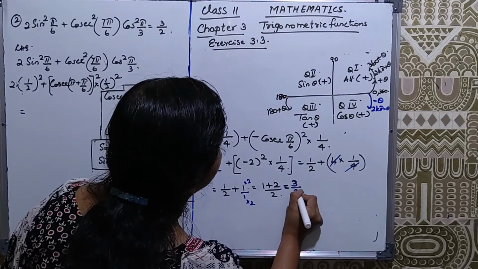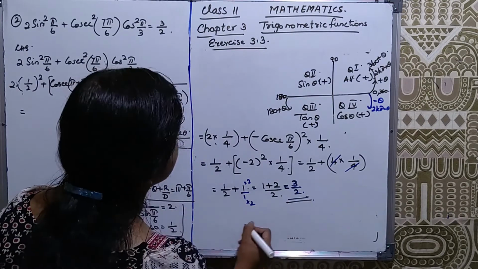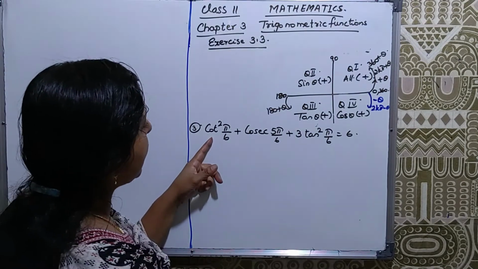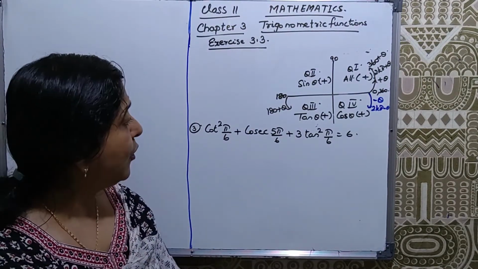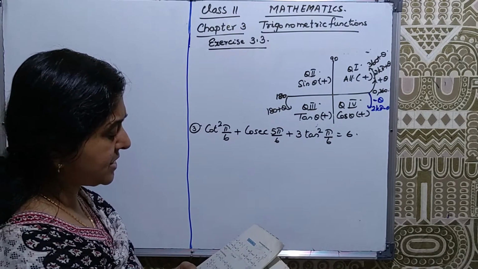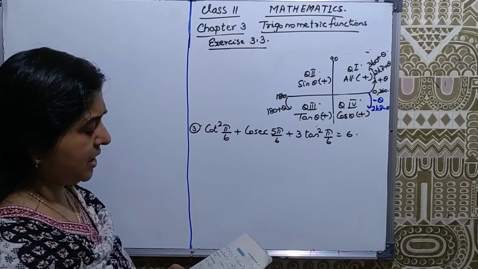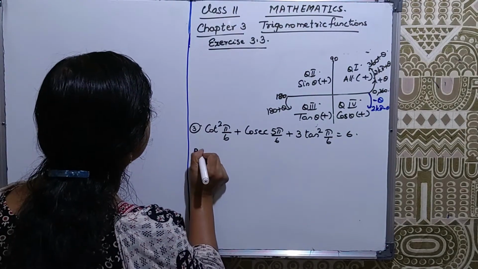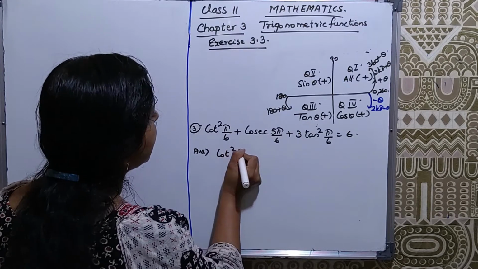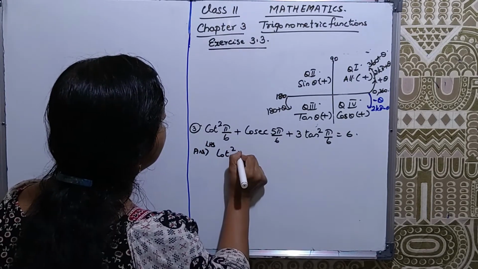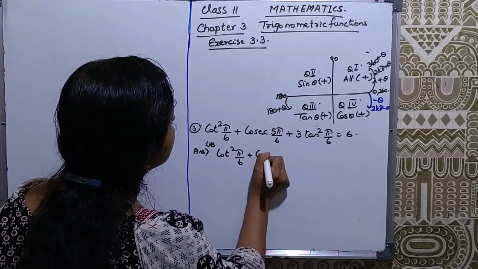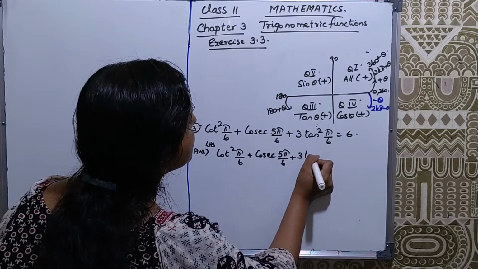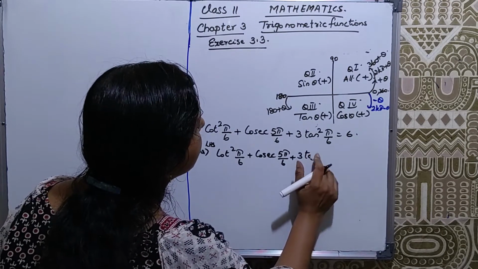Now we'll go to question number 3. Cot squared pi by 6 plus cosec 5 pi by 6 plus 3 tan squared pi by 6 equal to 6 cot squared pi by 6. So now we are starting the answer. It is the LHS part of the question: cot squared pi by 6 plus cosec 5 pi by 6 plus 3 tan squared pi by 6.